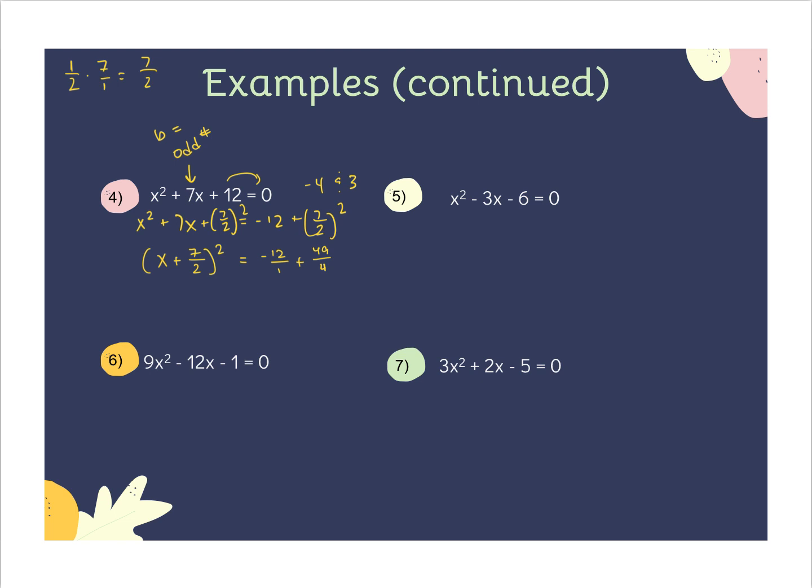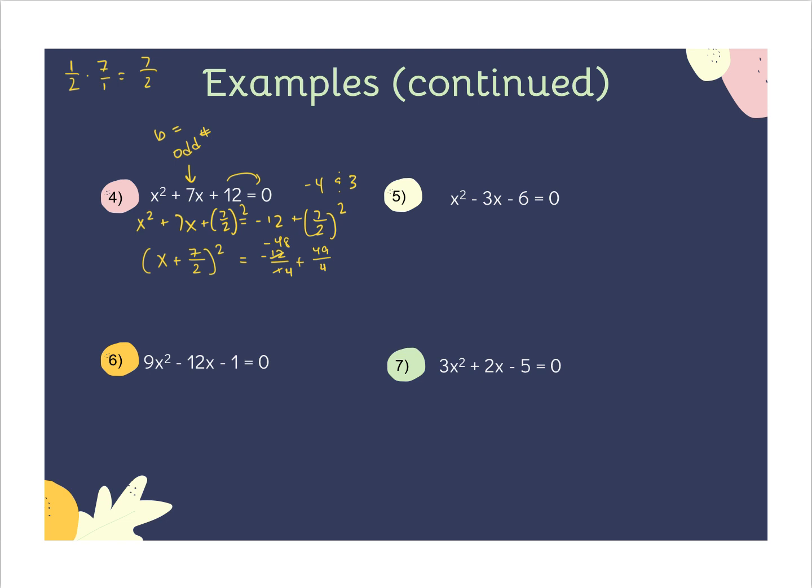Now I've got to simplify this side, and I know that I got to give it a denominator of 4, which means I got to multiply the denominator by 4. So 1 times 4 is 4. So I have to do the same thing to my numerator. So this becomes negative 48.